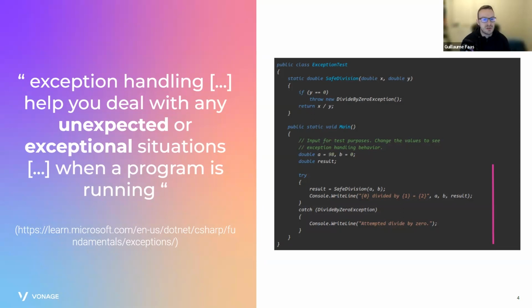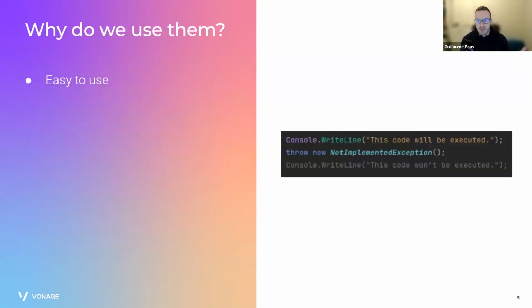Why do we use exceptions after all? Well, first off, they're very easy to use. You just throw something. Everything after that is not going to be executed. My IDE is already telling me that on the snippet you can see here. And the exception will bubble up until it meets a try-catch block where the exception will be handled. So easy to use, just throw and you're done.